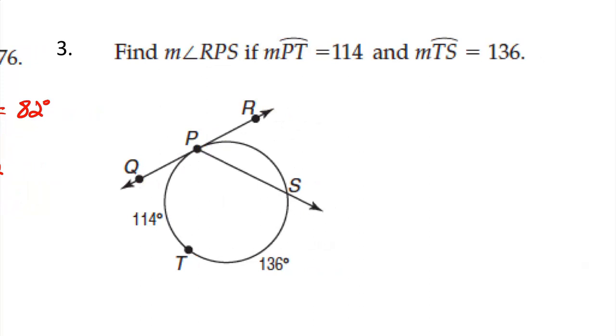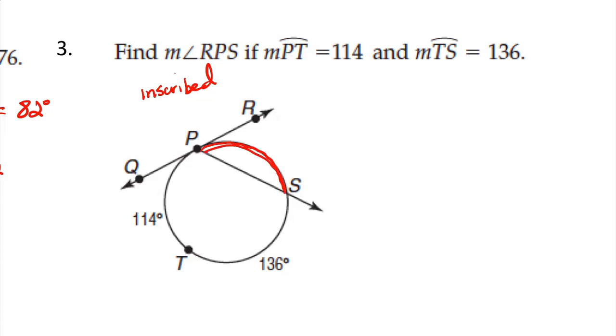Number 3 asks us to find the measure of RPS. R to P to S is this angle in here. This angle is actually an inscribed angle, so that angle is going to be half of this arc.